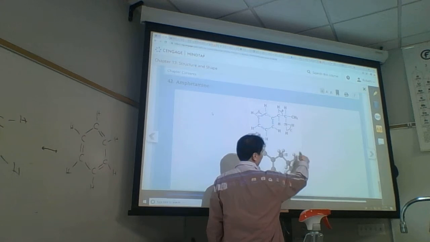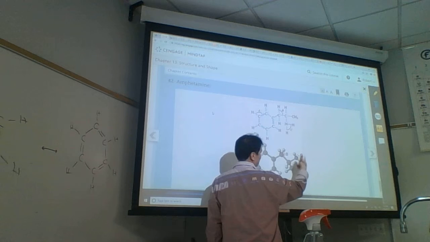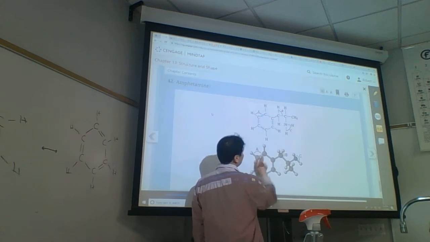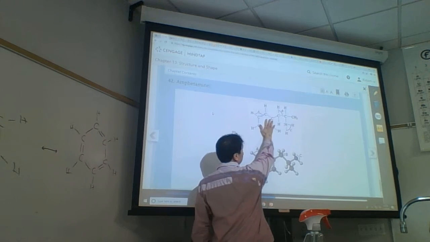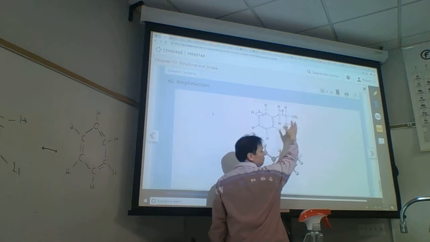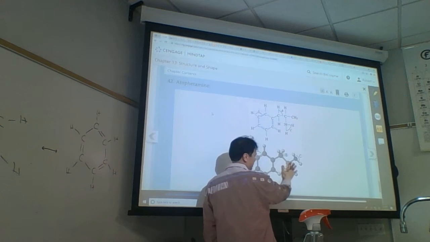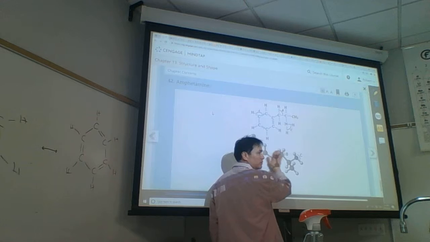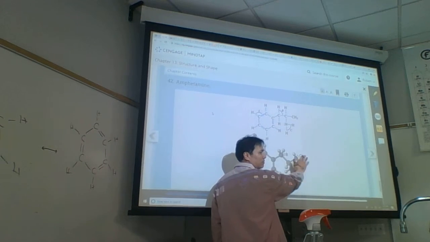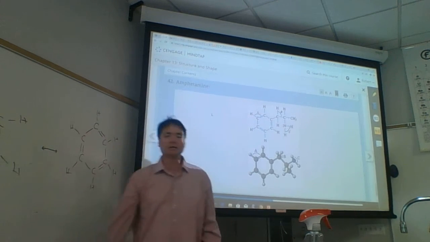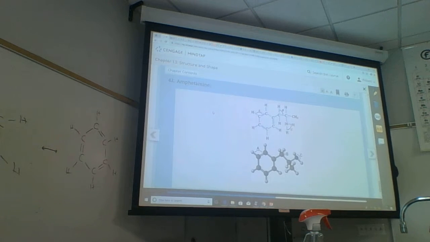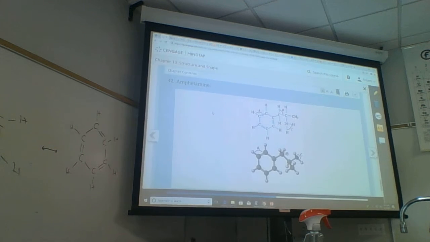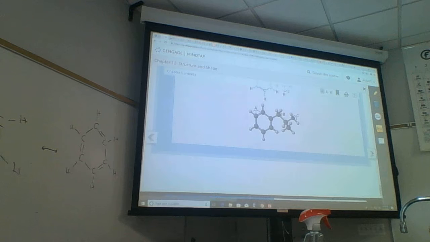In fact, this whole thing's flopping around because the single bonds are rotating. This is not flopping around. It's got double bonds. This is pretty rigid. But from here, we can flop around. So what we've got to do is freeze it and then draw it. When we freeze it, we try to press it down into the page so it's as flat as possible and then draw it. Makes it easier to draw that way. So that's amphetamine.